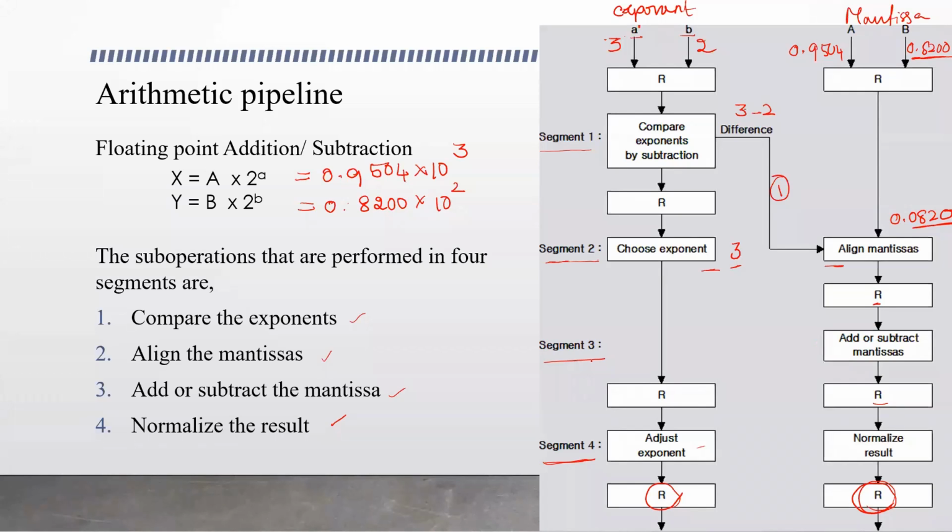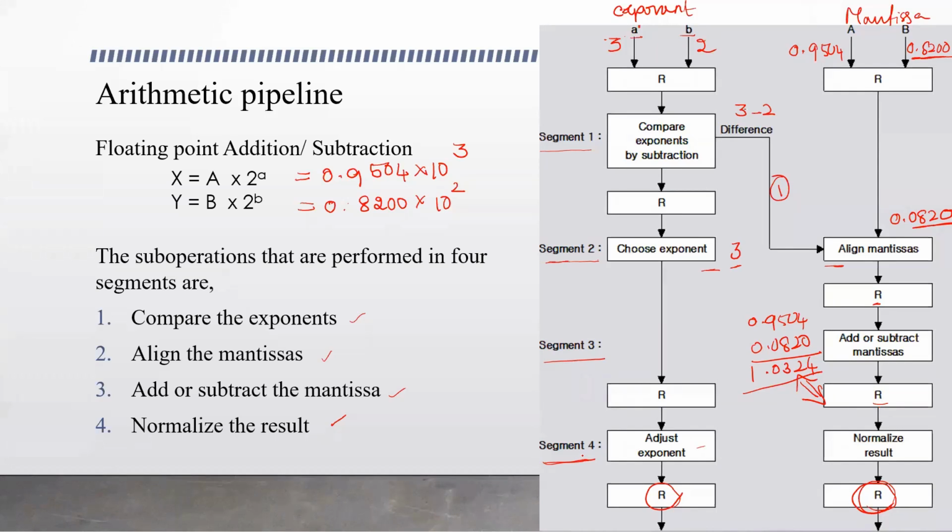Now the third sub operation, performed in segment 3, is add or subtract. Let's say it is addition. So the addition of these two numbers is done here: 0.9504 plus 0.0820, since we have aligned the mantissa. When you add, this gives 1.0324. That will be the result, which is stored in register R after addition.